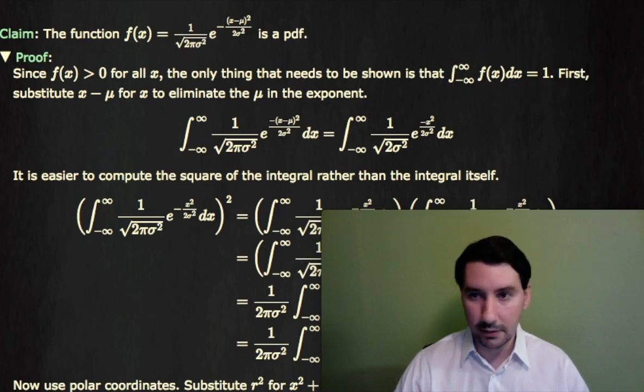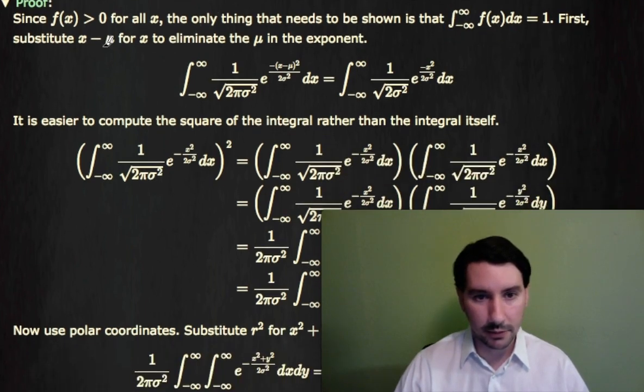The first step is to substitute x minus mu for x. That will eliminate the mu in the exponent. So when we do the substitution, we also are substituting dx for dx, and we get 1 over square root, oops, there's a pi missing here, so this should have a pi, 2 pi sigma squared e to the minus x squared over 2 sigma squared dx.